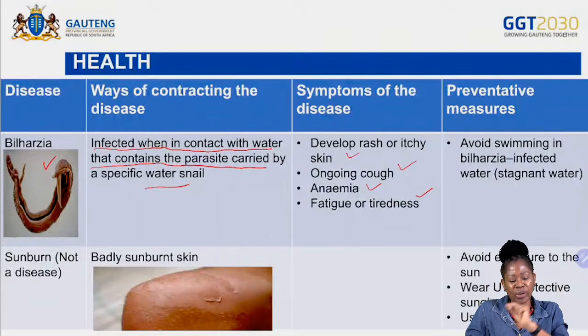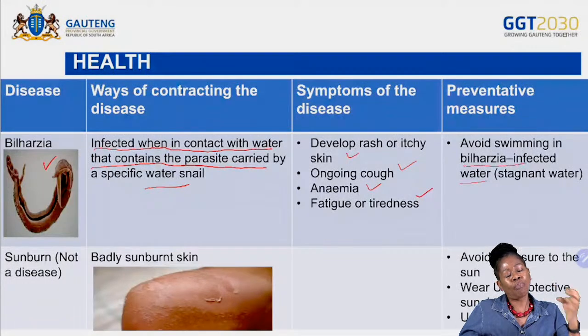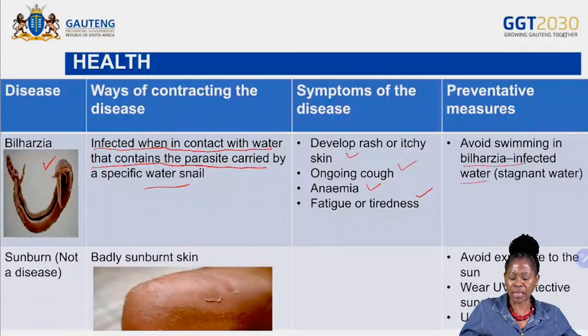And how do you prevent yourself from getting bilharzia? They say avoid swimming in bilharzia infected water, especially stagnant water, water that is not flowing. If you get a swamp there and you decide to jump in, you will get the bilharzia.